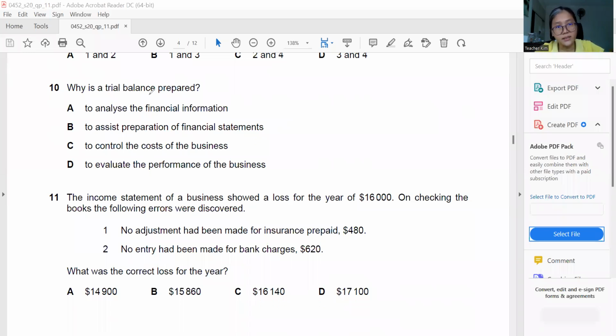Why is a trial balance prepared? Why do we prepare the trial balance? There are a few purposes of it. To analyze the financial information: this one we cannot, because this is just a balance at the end of the year. To assist preparation, this is one of the functions of the trial balance. To control the cost of the business, this is not. For this one you can use the income statement to check. To evaluate performance, this one also can use the income statement to check. So the answer should be B.